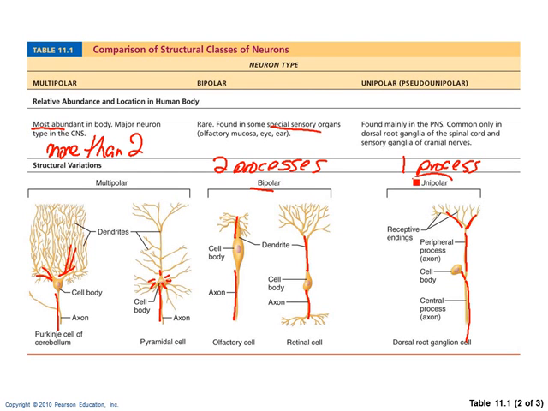Unipolar neurons are found mostly in the PNS, in the dorsal root ganglia. Remember, a ganglion is basically a grouping of cell bodies in the peripheral nervous system, and I'm going to show you one of those in lab. So you have different types of neurons based on their structure: multipolar, bipolar, or unipolar.